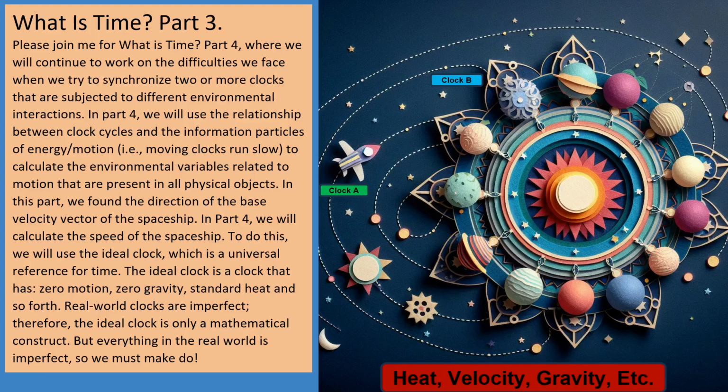To do this, we will use the ideal clock, which is a universal reference for time. The ideal clock is a clock that has 0 motion, 0 gravity, standard heat, and so forth. Real-world clocks are imperfect. Therefore, the ideal clock is only a mathematical construct. But everything in the real world is imperfect, so we must make do.